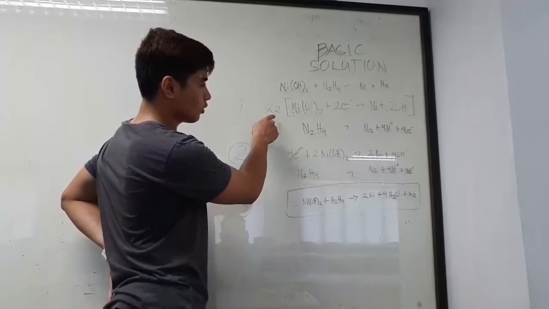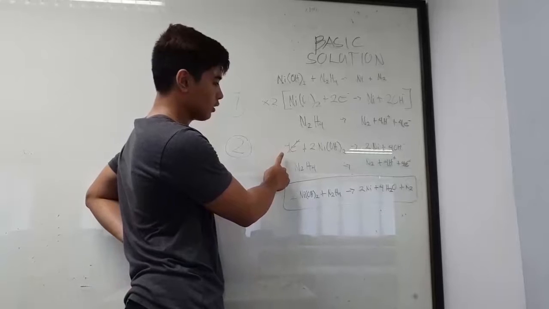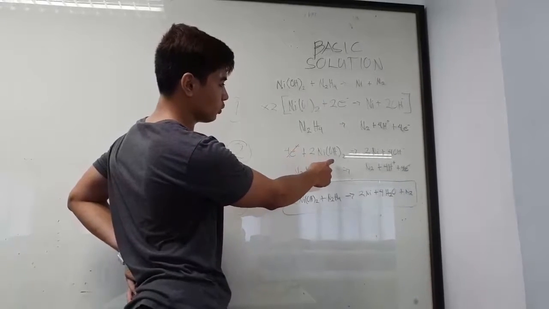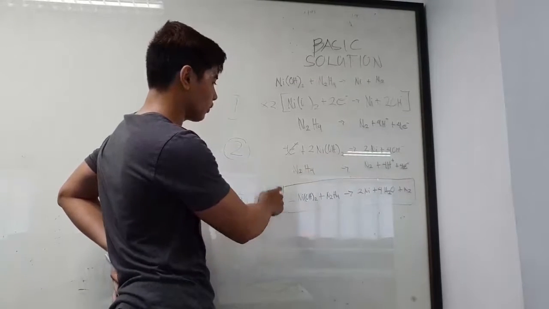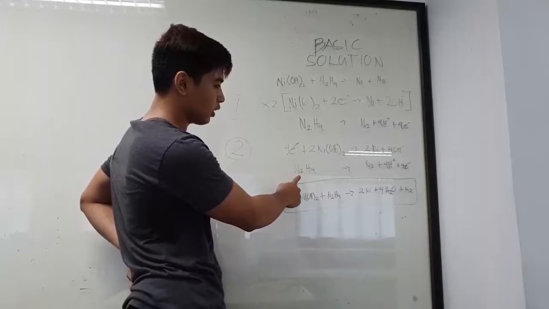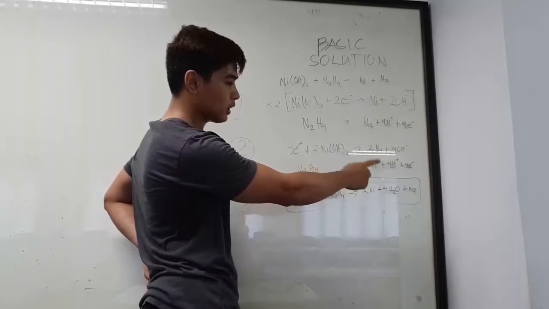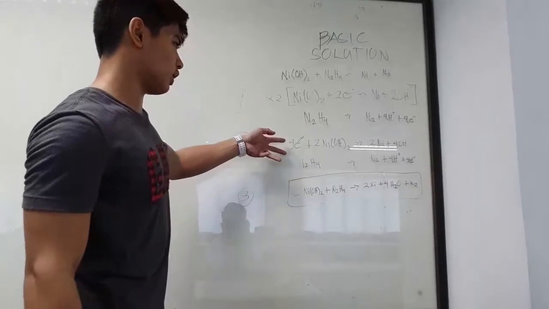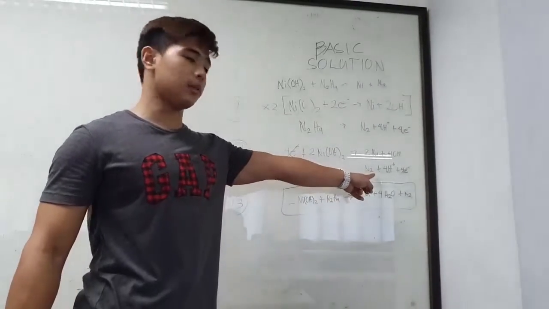Now we have multiplied it by 2 already. This is the result. For the reactant side you have 4 electrons plus 2 Ni(OH)2, and for the product side 2 Ni plus 4 OH. And for the second element, N2H4 for the reactant, and for the product N2 plus 4 H plus 4 electrons. As we can see, we have 4 electrons here at the first element and 4 electrons also for the second element.